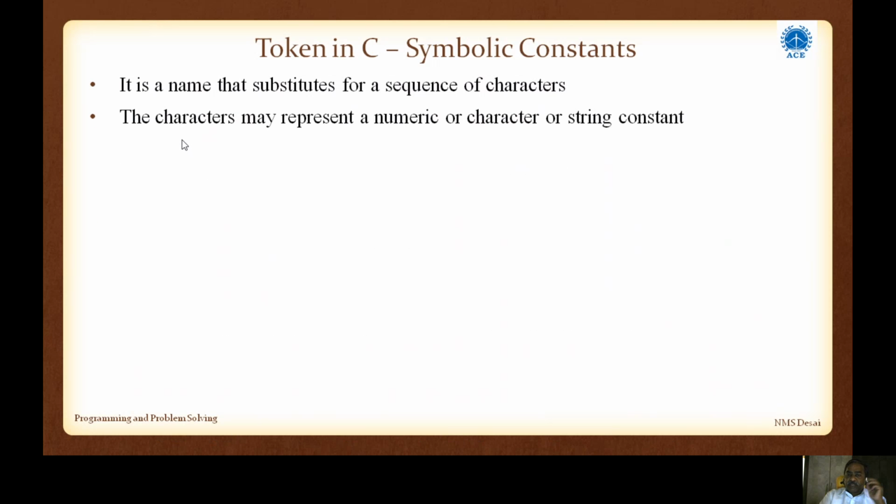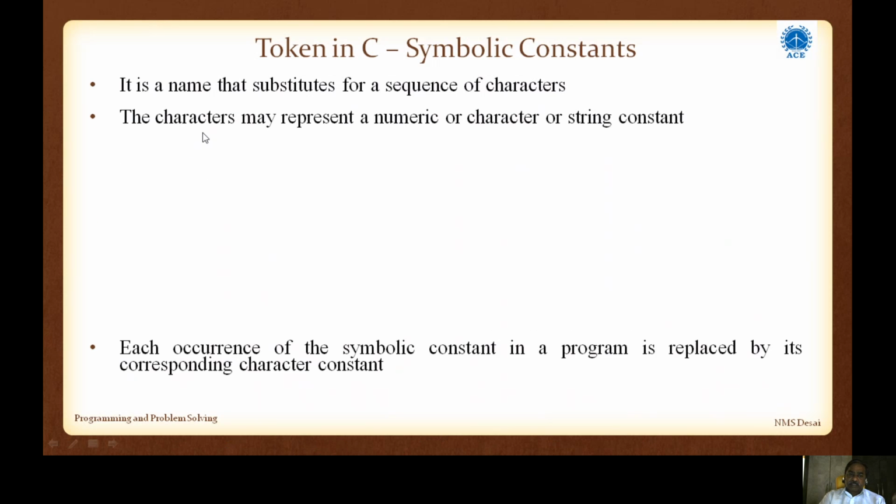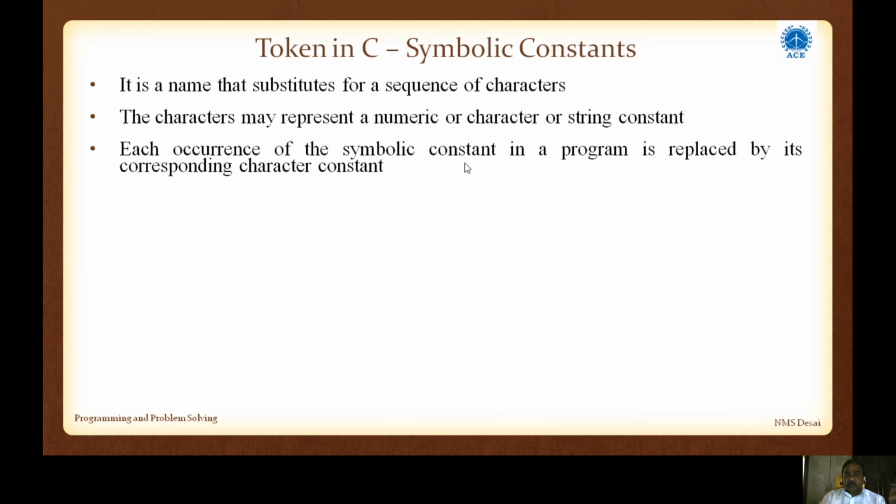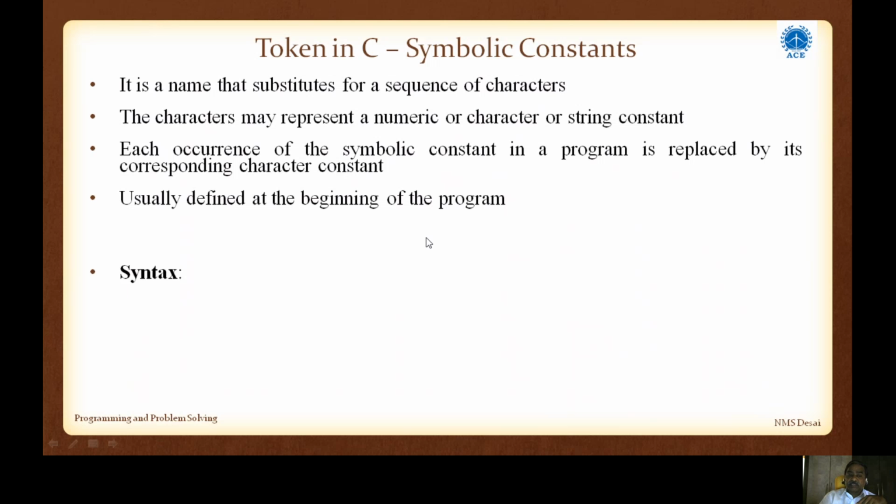The characters may represent a numeric, character, or string constant. Each occurrence of the symbolic constant in a program is replaced by its corresponding character constant. So there are 3 parts: hash define, the name that I want to use, and what I want this name to be replaced with. Usually defined at the beginning of the program. These are called preprocessors.